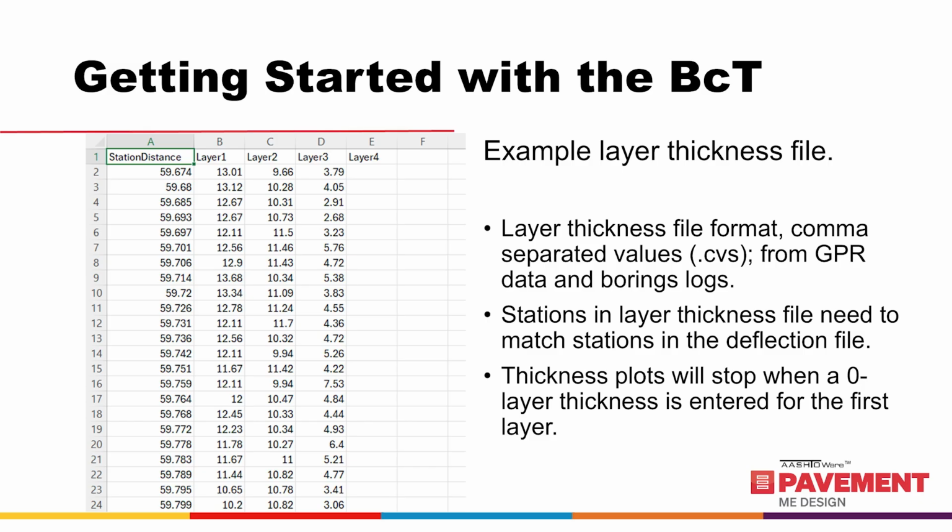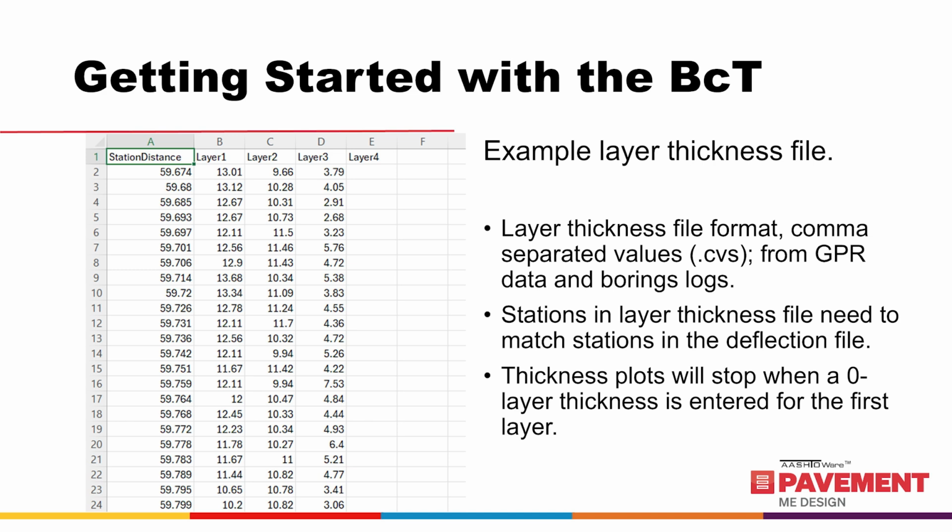The layer thickness file format is a comma-separated values, or .csv, from the ground-penetrating radar data or boring logs. An important point to remember: the stations in the layer thickness file need to match the stations in the deflection file for each design segment or project.